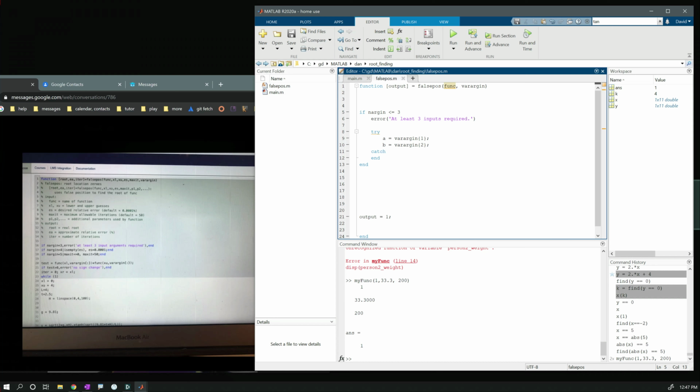If nargin is less than 3, error. Yes. And if nargin is less than 4, or is empty, ES, okay, can you see what I'm typing? Yes. ES equals 0.0001.